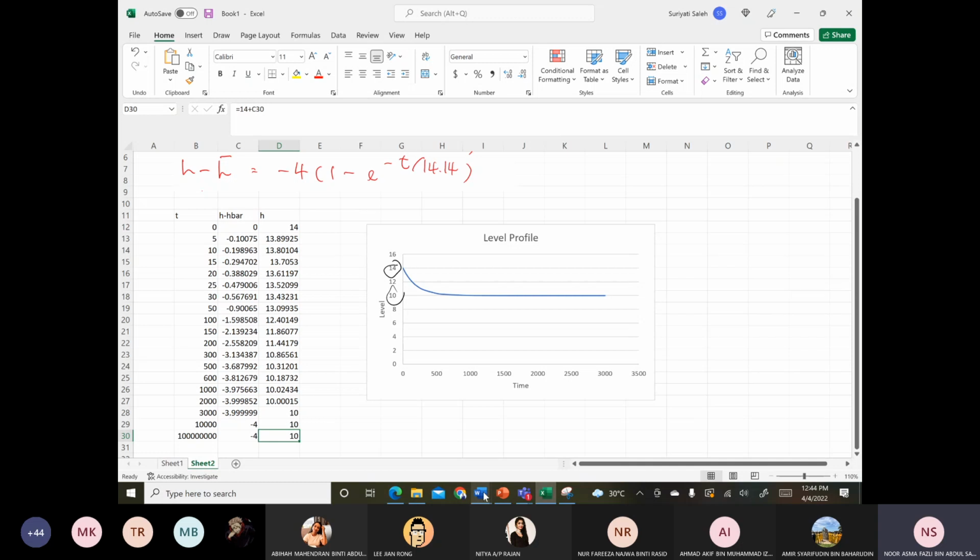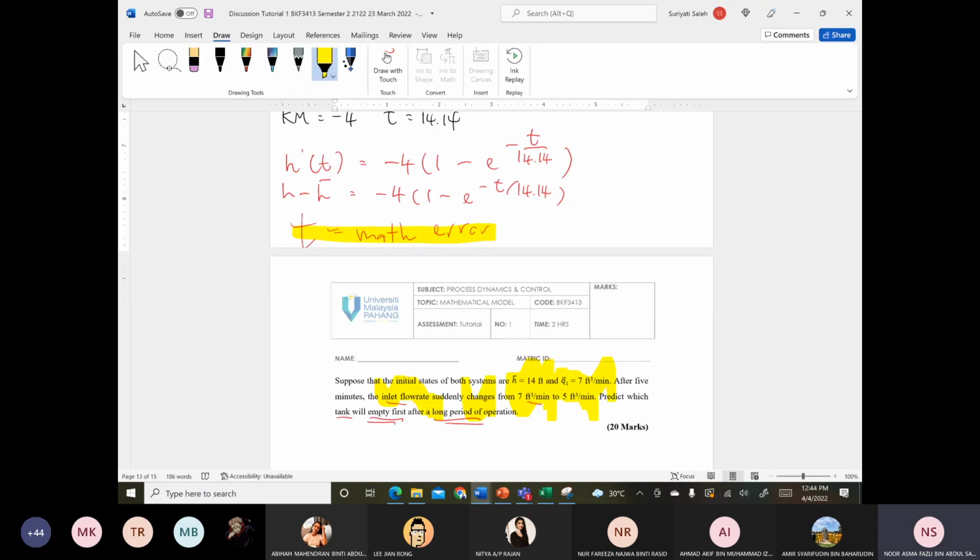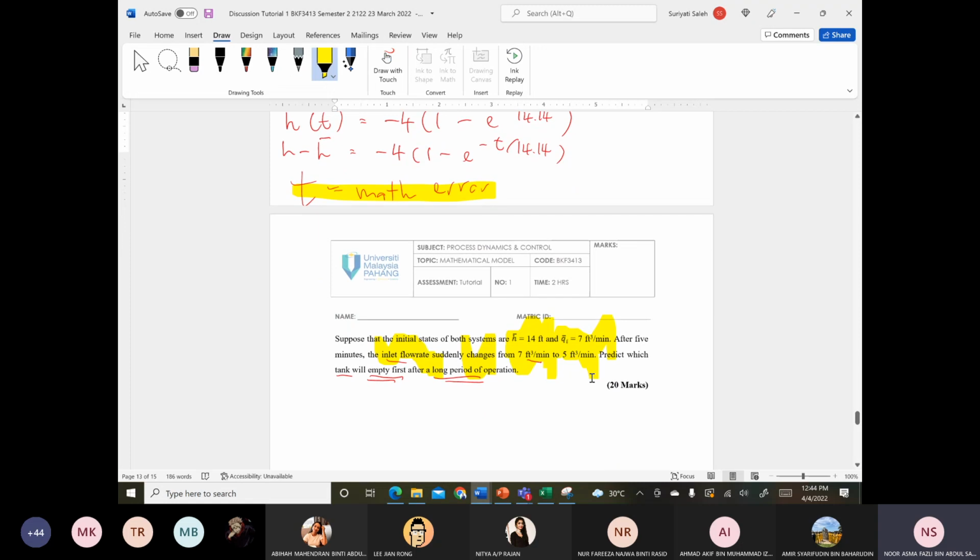So this is the answer for this question, where the question asks you to predict which tank will empty first after a long period of operation. So this means when I increase the time, the tank with the valve will never become empty.